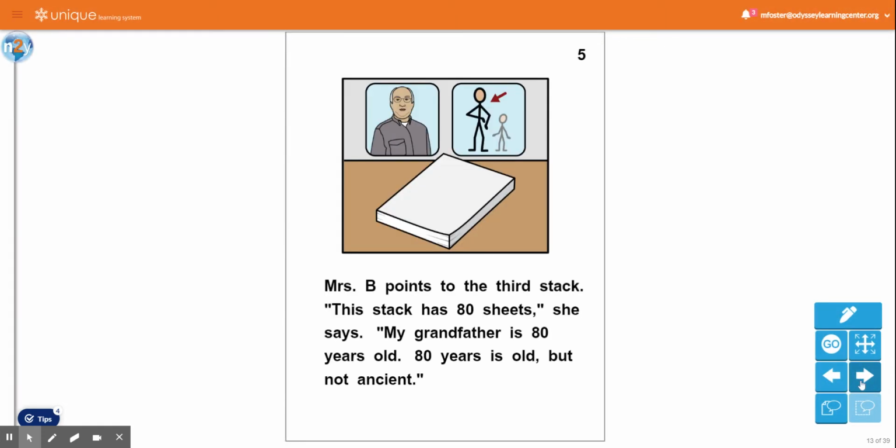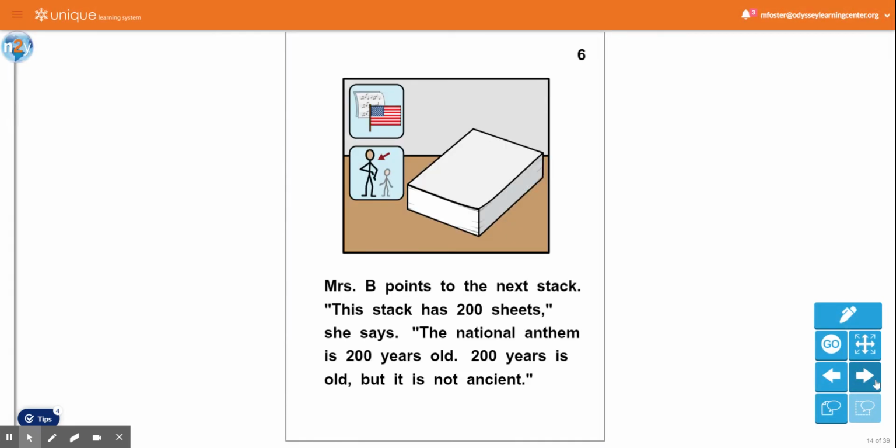Mrs. B points to the third stack. This stack has 80 sheets, she says. My grandfather is 80 years old. 80 years is old, but not ancient. Mrs. B points to the next stack. This stack has 200 sheets, she says. The national anthem is 200 years old. 200 years is old, but it is not ancient.